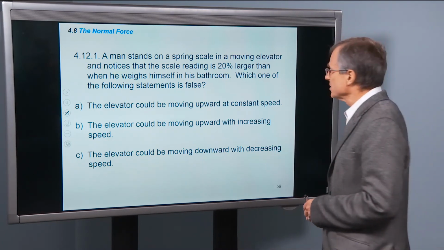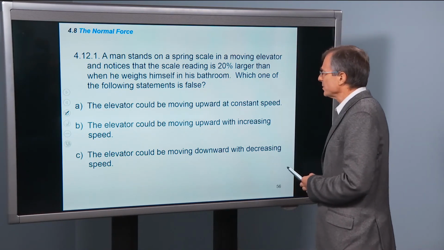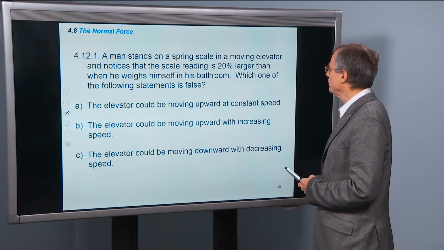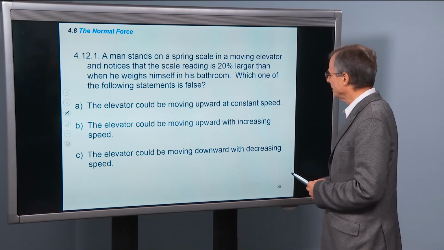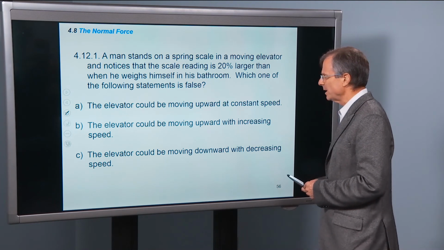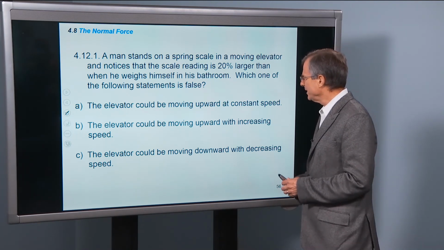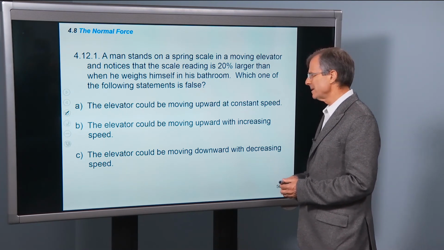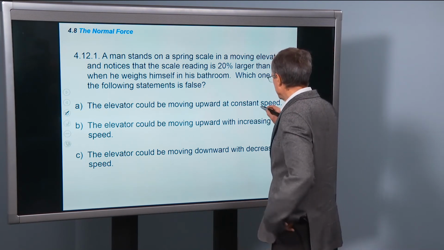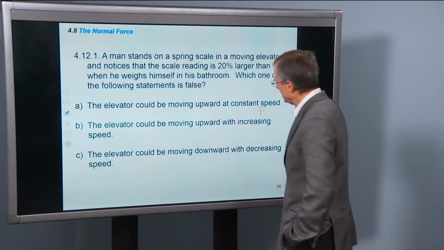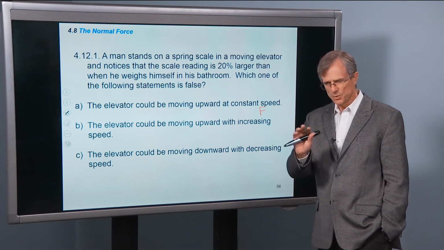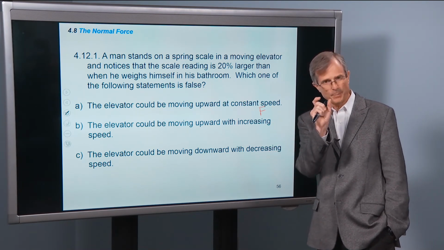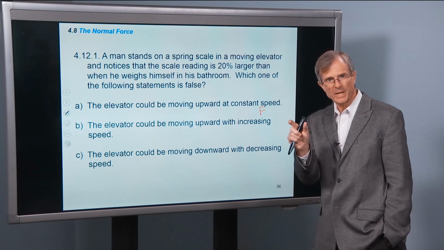A man stands on a spring scale in a moving elevator and notices that the scale reading is 20% larger than when he weighs himself in his bathroom. Which of the following statements is false? The elevator could be moving upward at constant speed. That's not possible because the acceleration is 0. And in this case, if it's moving at constant speed, there's no acceleration. The apparent weight equals the actual weight, W.